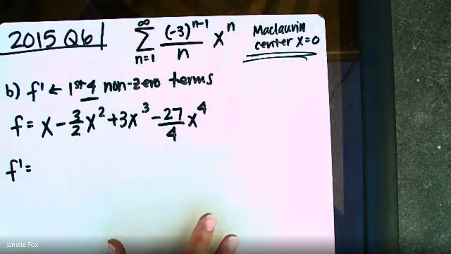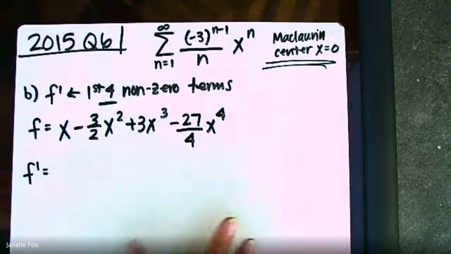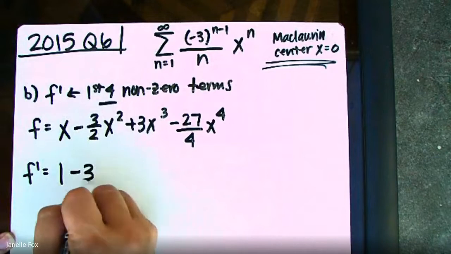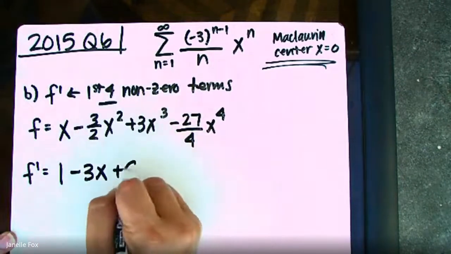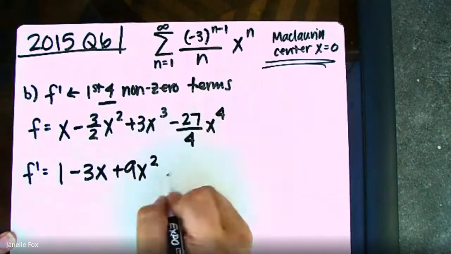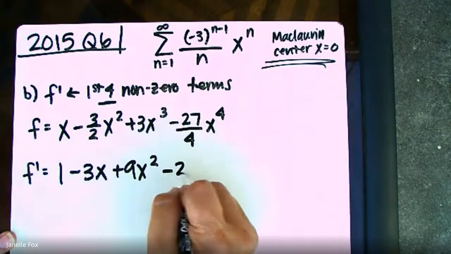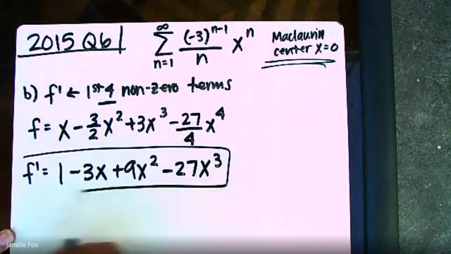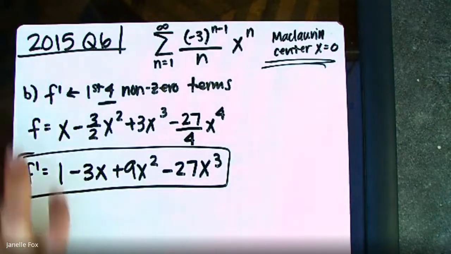As we did with our previous question, you can just do it term by term. So I'm going to take the derivatives term by term. This is a 1. This is going to be a negative 3x. This is going to be a 9x squared. And this is going to be a negative 27x to the 3rd. And lo and behold, that is your answer to the first part of part B.